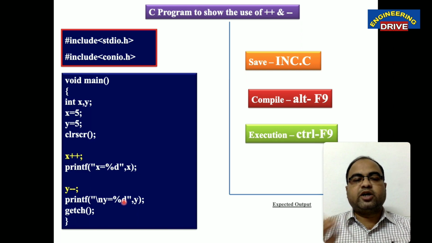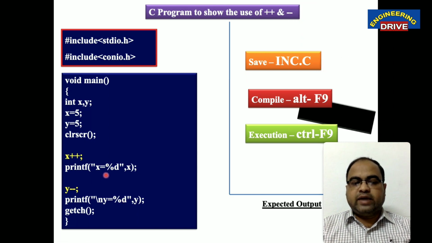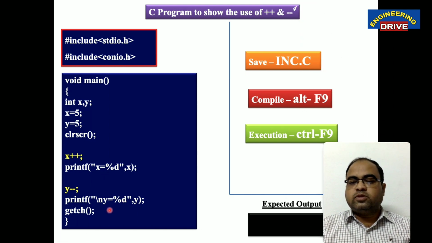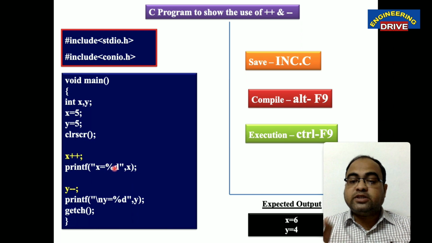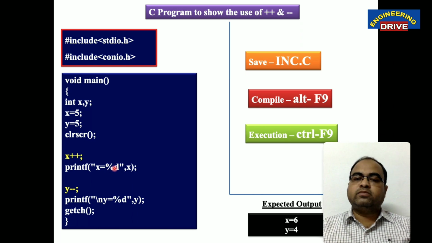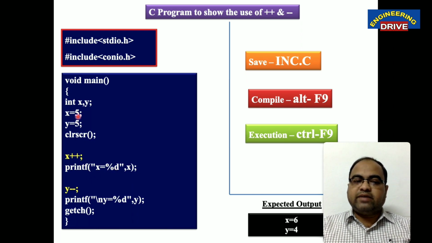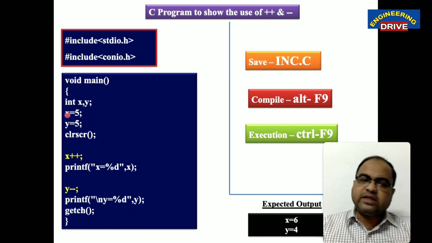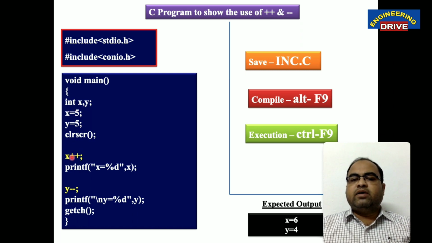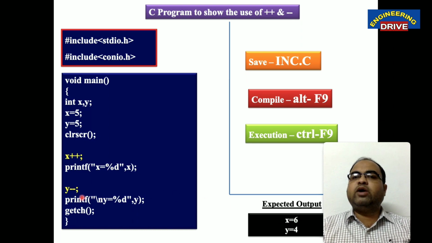Now what is the expected output we will get? We will get two lines, x is equal to and y is equal to. So what will we get? x is equal to 6, very good. y is equal to 4, because the same value 5 for x and y also 5. So x we have incremented, that's why we got the answer 6. The y value we have decremented, that's why we got the y value as 4.